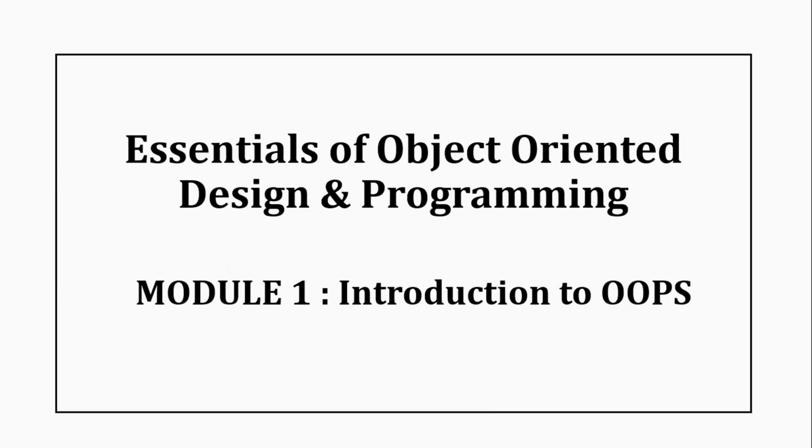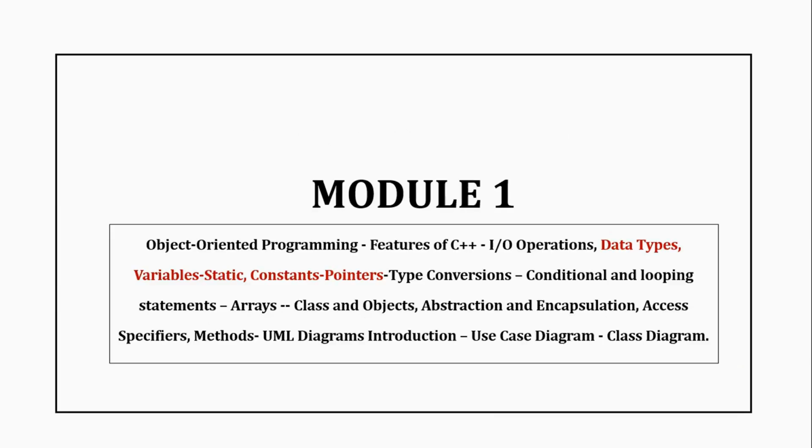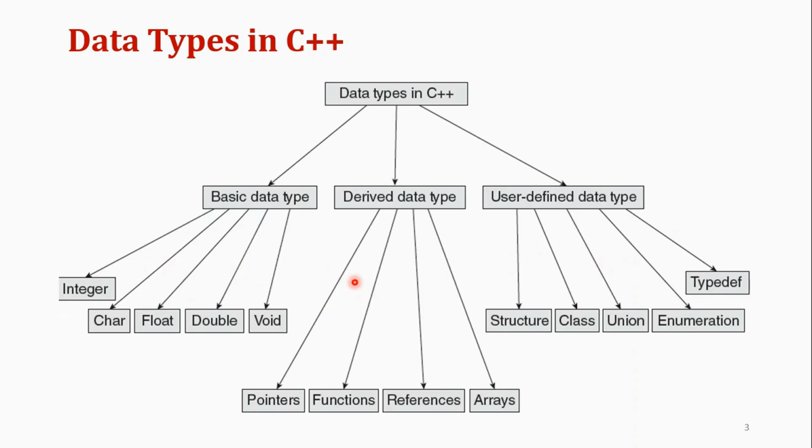So welcome back to the course Essentials of Object-Oriented Design and Programming. We are in Module 1, Introduction to OOPs. In Module 1, we were discussing several topics like Introduction to OOP, features of C++, and IO operations. In this session, we will be discussing data types in C++, variables in C++, such as static variables, constants, and pointers in C++.